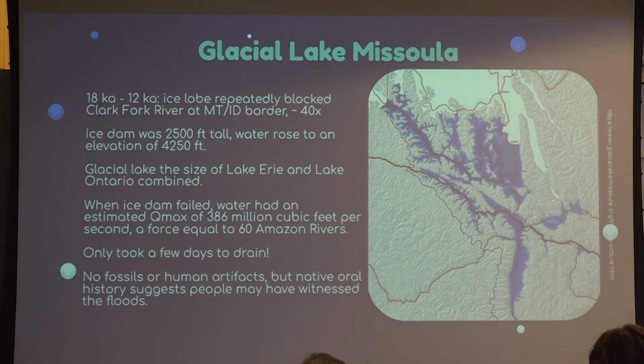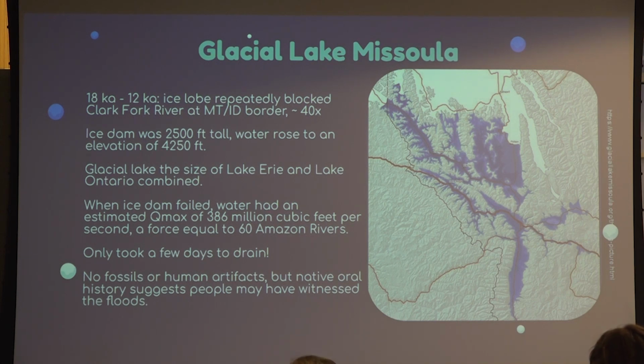Glacial Lake Missoula was the size of Lake Erie and Lake Ontario combined. This was a lot of water, you guys, a lot of water. And when this ice dam failed, the water had an estimated max flow of about 386 million cubic feet per second. That's like 60 Amazon rivers. That's the flow rate of the water bursting out of this valley.